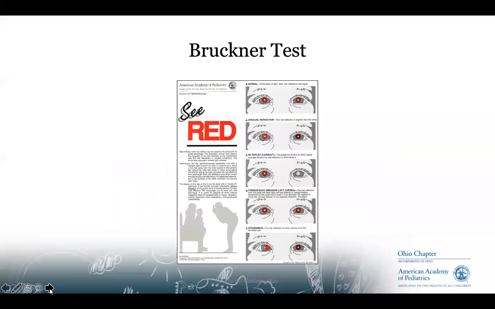The Bruckner Test is using a direct ophthalmoscope and looking at the red reflex to see differences between the intensity of the eyes, which can help us figure out different things. Obviously, we can look at refractive errors. We can look at strabismus. So doing a direct ophthalmoscope is very important in the pediatric eye examination.